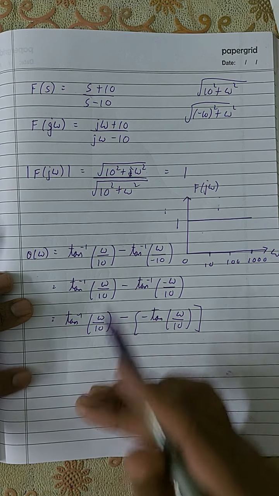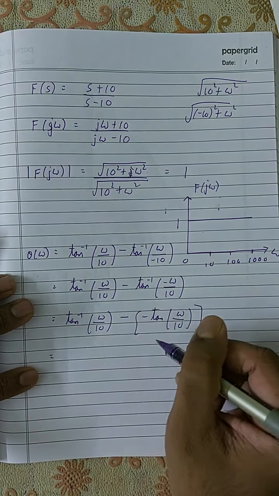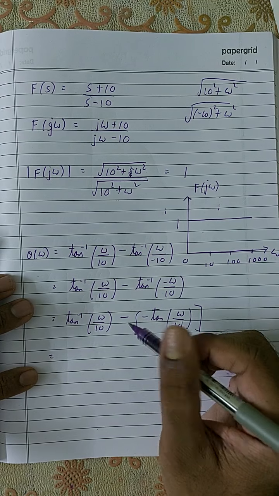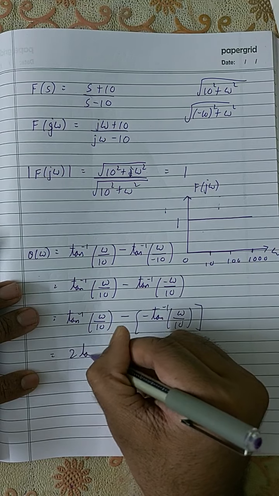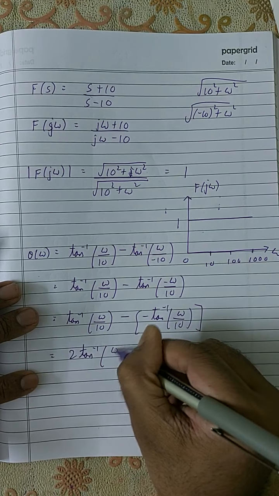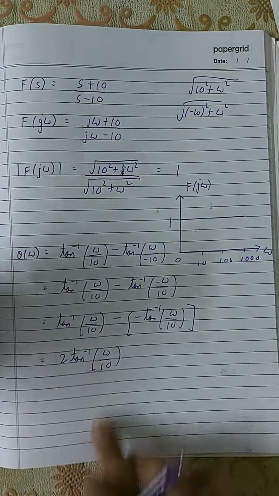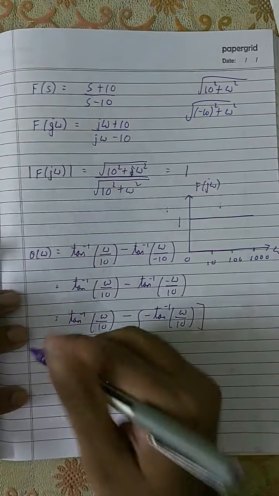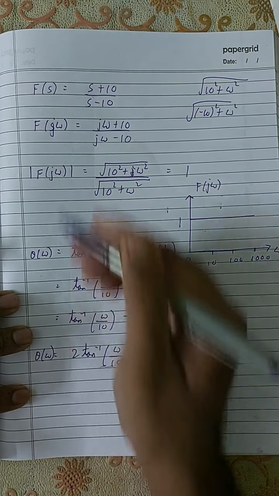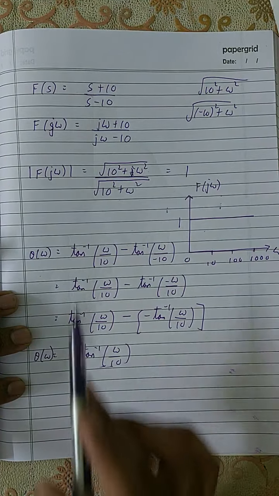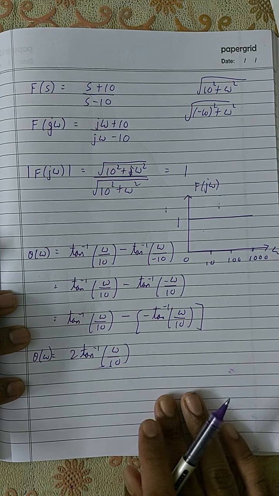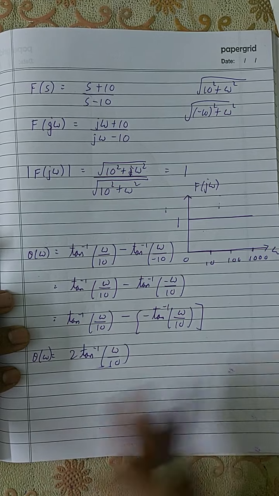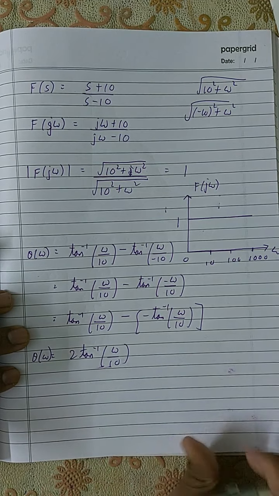This is for my own convenience. So here minus of minus is plus, so you get tan inverse omega by 10 plus tan inverse omega by 10, which is nothing but 2 tan inverse omega by 10. So this is your phase response, that is theta of omega. The phase of F of s, theta of omega, is equal to 2 tan inverse omega by 10. Now what you need to do is plot the graph for different values of omega using this expression.